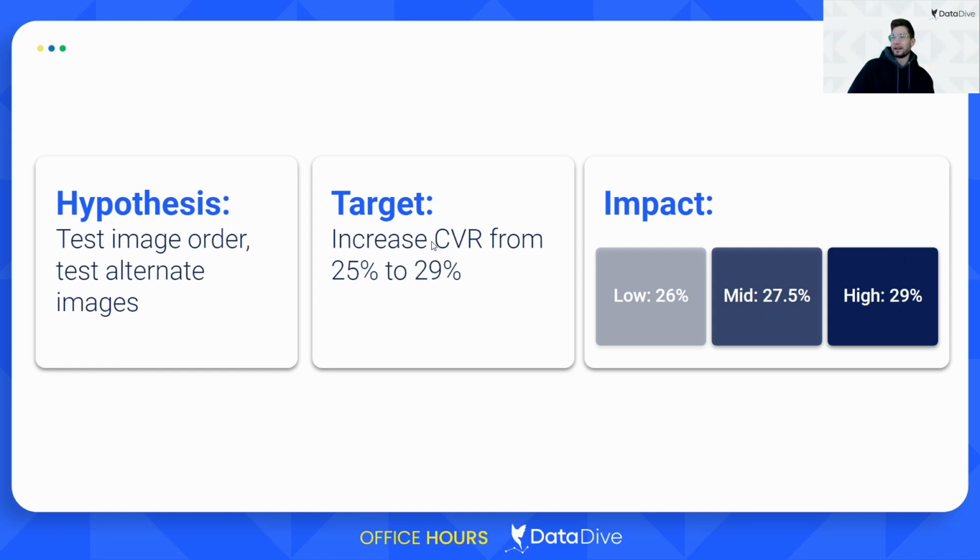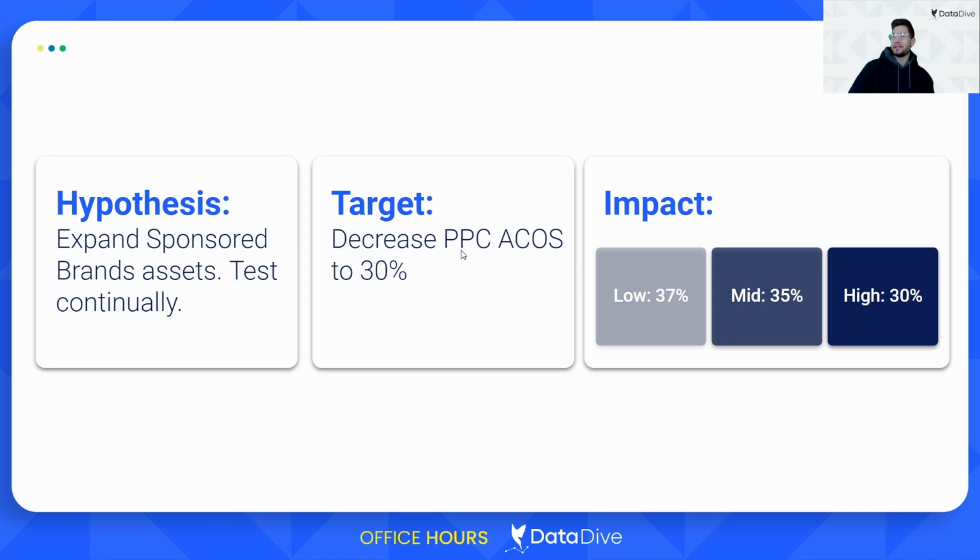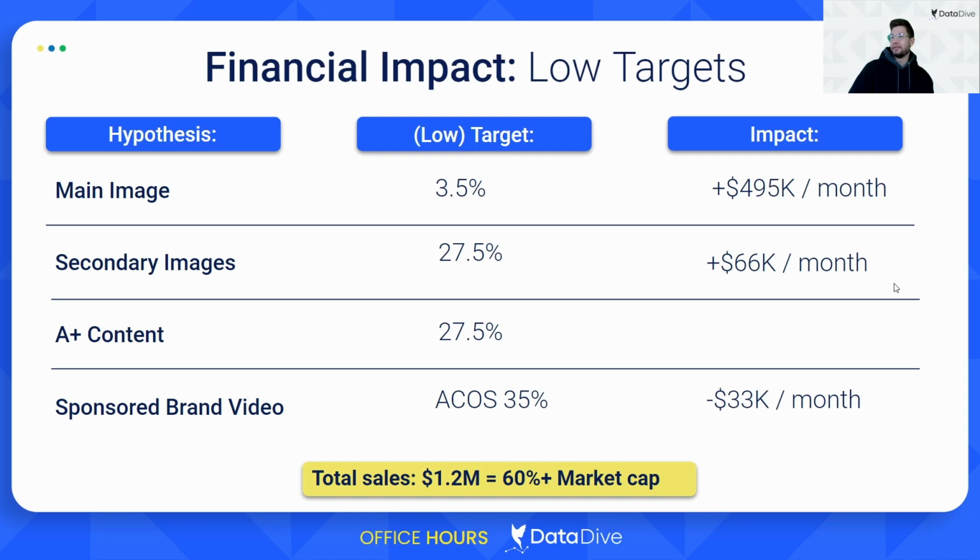And then our target for conversion rate is to go from where we are currently at 25% to ideally 27.5. If we could get to 29 or 30, that would be even better. And then we've already decreased our ACoS from 45% to 40%. Our goal is to get it down to 35%. If we could get it to 30, that would be even better.